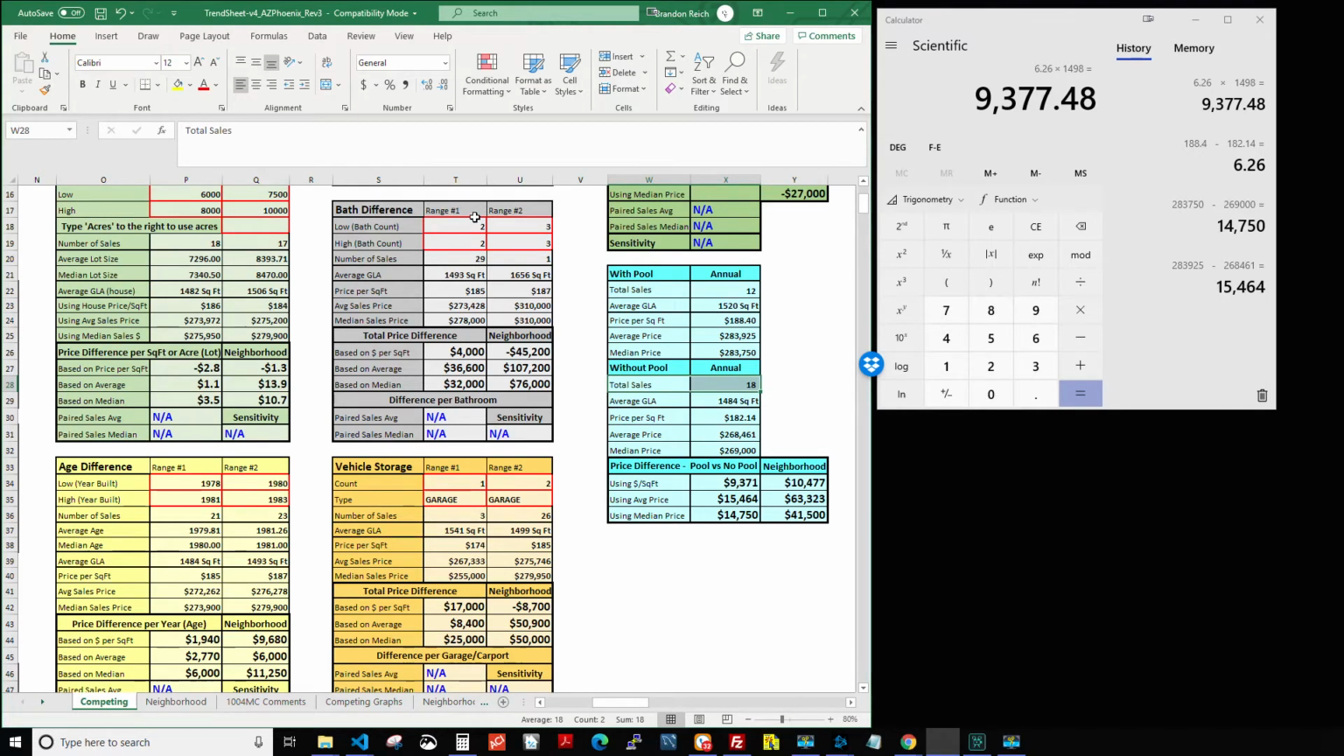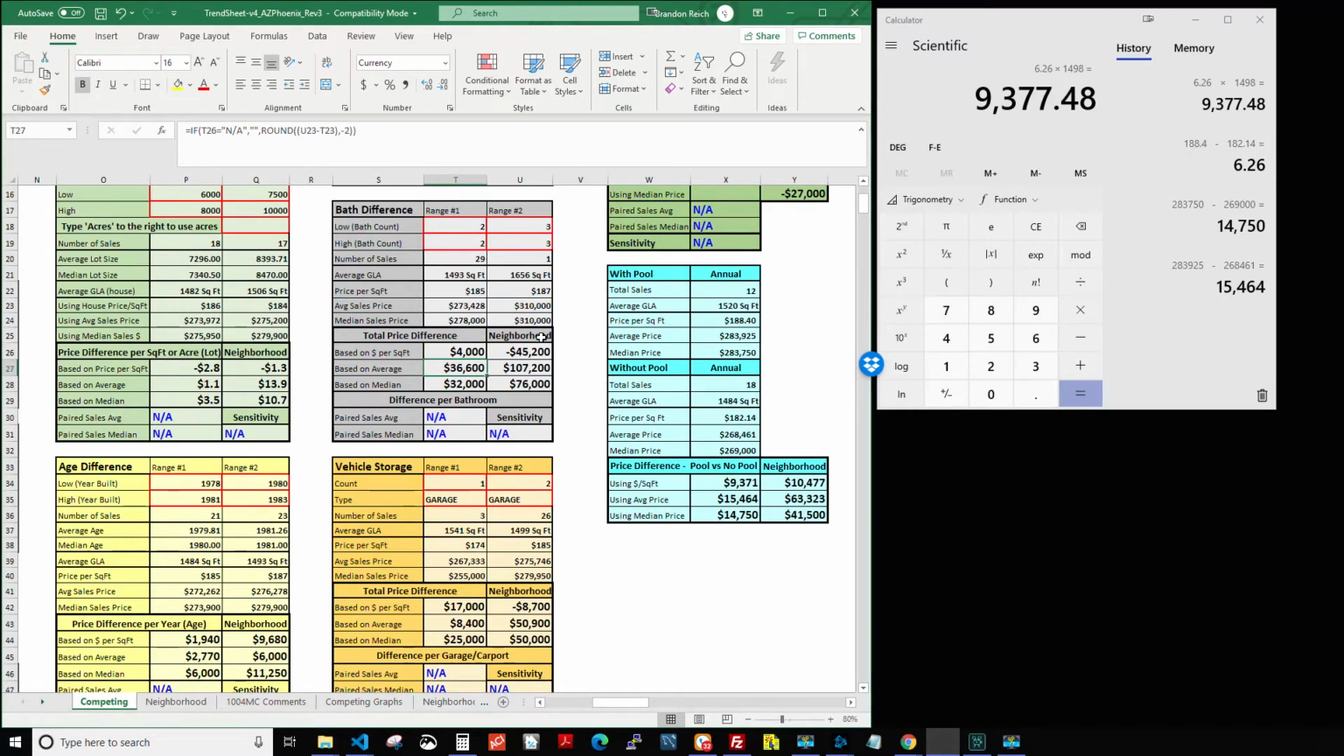So what I did is I looked at all properties that have 2 full baths versus all properties that have 3 full baths. And these are my results. I got an average sale price and I got the median sale price. And here's the mathematical results from those. And you can see that there is quite a range from $4,000 up to $37,000.